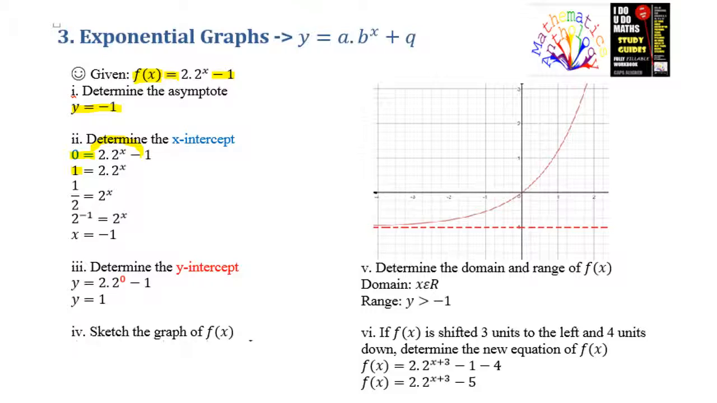I need to divide by the coefficient here, which is 2. So 1 over 2 is equal to 2 to the power of x. 1 over 2 can be written as 2 to the power of negative 1. So if 2 to the power of negative 1 is equal to 2 to the power of x, my bases are the same. I can cancel them off. So I'm left with x is equal to negative 1. So that will be my x-intercept. X is equal to negative 1.